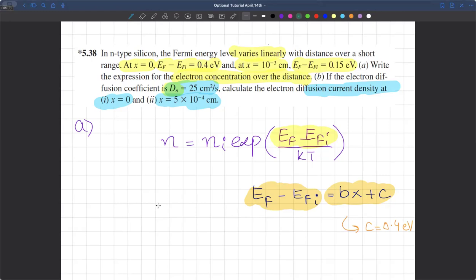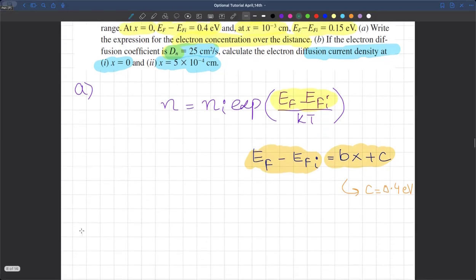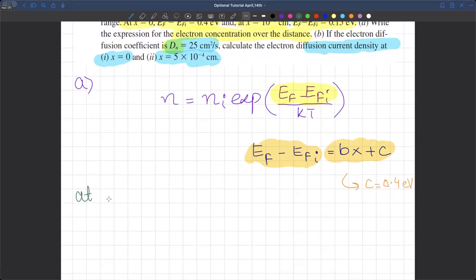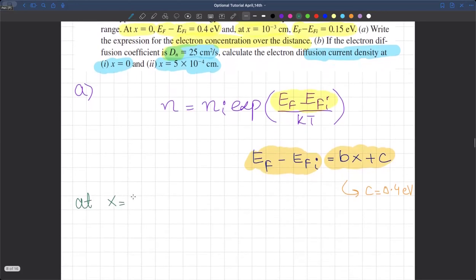Now, if I try to write it down at x equal to this value, because these are the two values we already know: x is equal to 10 to the power negative 3 centimeter, EF minus EFi is equal to 0.15 electron volts. I'm not going to write down the units, no problem. bx plus c, where c is equal to 0.4 electron volts, right?